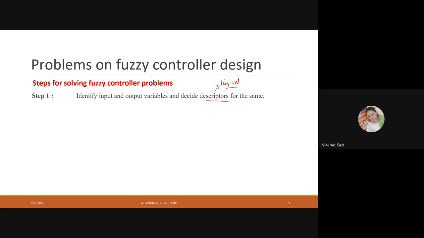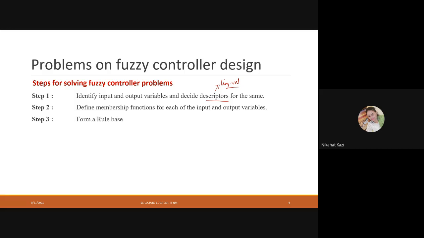Next, you have to define the membership functions for each of the input and output variables. Whatever inputs and outputs you have identified, the next step is you have to fuzzify them. You have to decide the membership functions for each of these variables that you have decided.